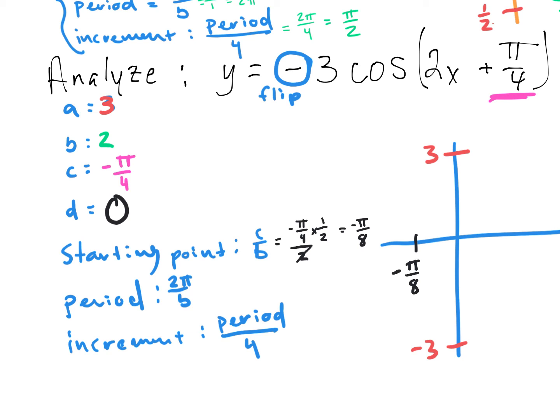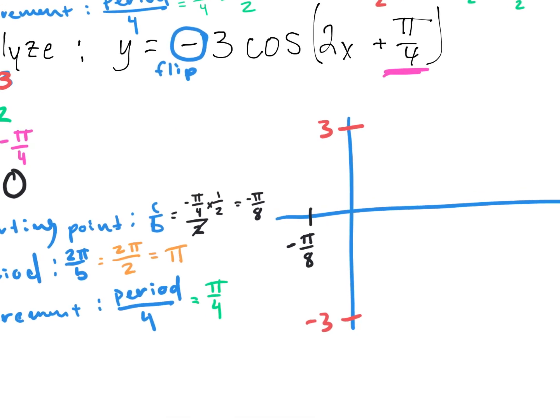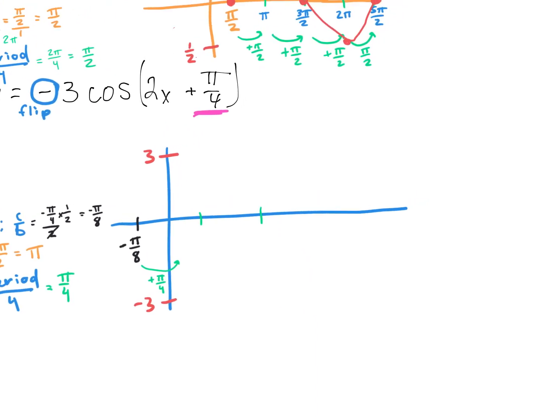Now the period is 2 pi over B. So 2 pi over, what's our B? 2. It's 2 pi over 2, which is pi. All right, last let's find our increment. So our period was pi, so pi over 4. So for each increment that I go, I'm adding pi over 4. So plus pi over 4. I thought it was 2. No, your increment can change.